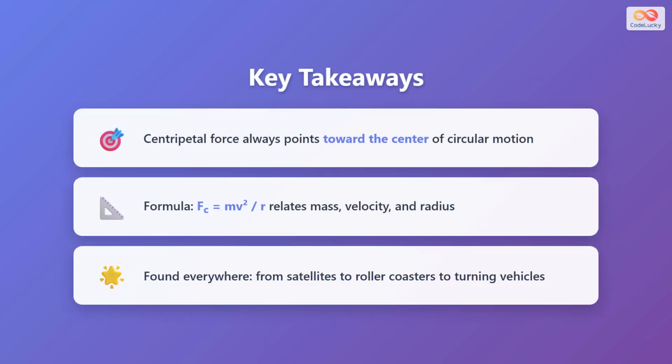Let's review the key points about centripetal force. First, remember that centripetal force always points toward the center of circular motion. It's this inward force that makes circular motion possible. Second, the formula F_c = mv²/r shows how mass, velocity, and radius all affect the required force. Finally, centripetal force is everywhere around us, from satellites orbiting in space to roller coasters at amusement parks to vehicles turning on roads. Understanding this force helps us design safer vehicles, plan satellite orbits, and explain the motion of objects throughout the universe.